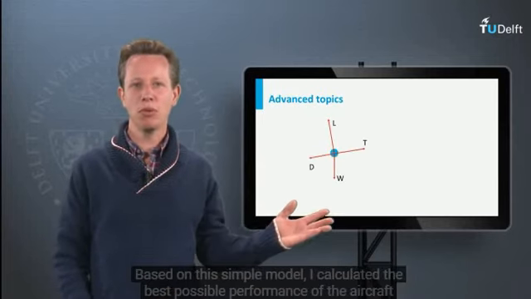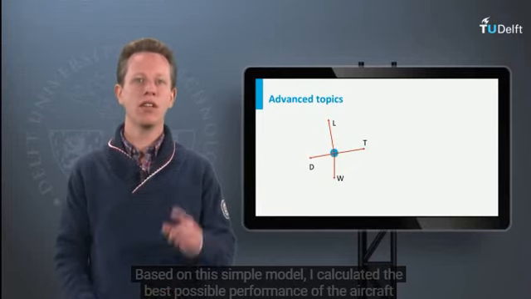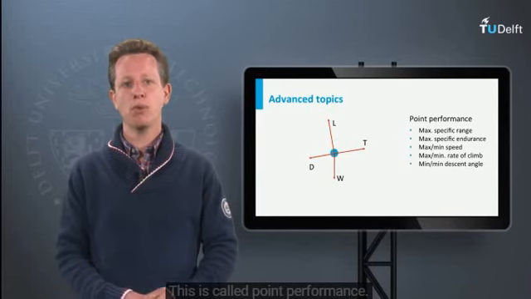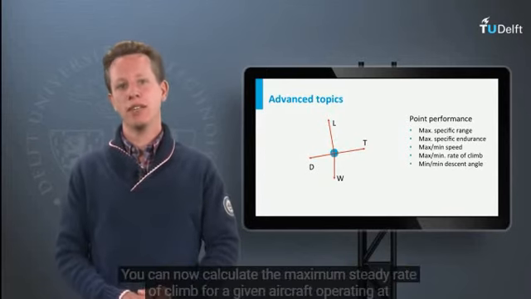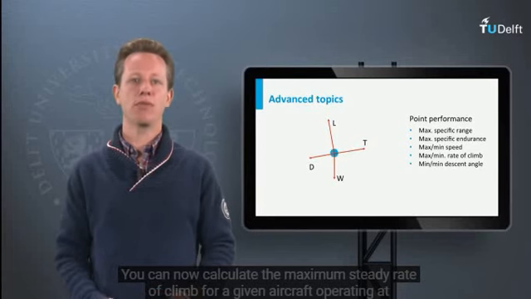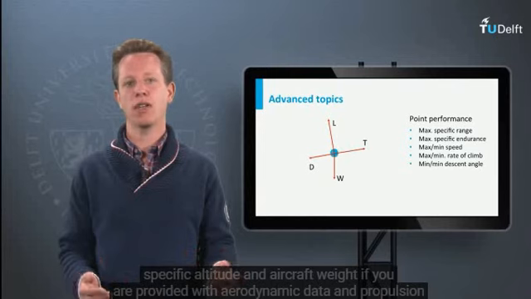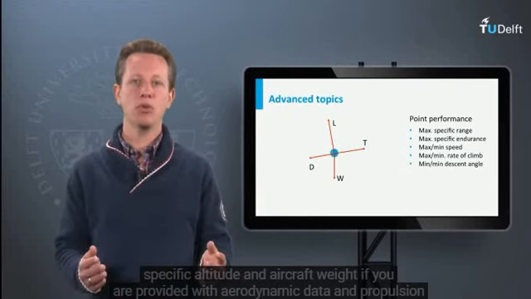Now, based on this simple model, I calculated the best possible performance of the aircraft at one moment in time. And this is what we call point performance. Let me give you an example. You can now calculate the maximum steady rate of climb for a given aircraft operating at specific altitude and aircraft weight if you are provided with aerodynamic data and propulsion system data.